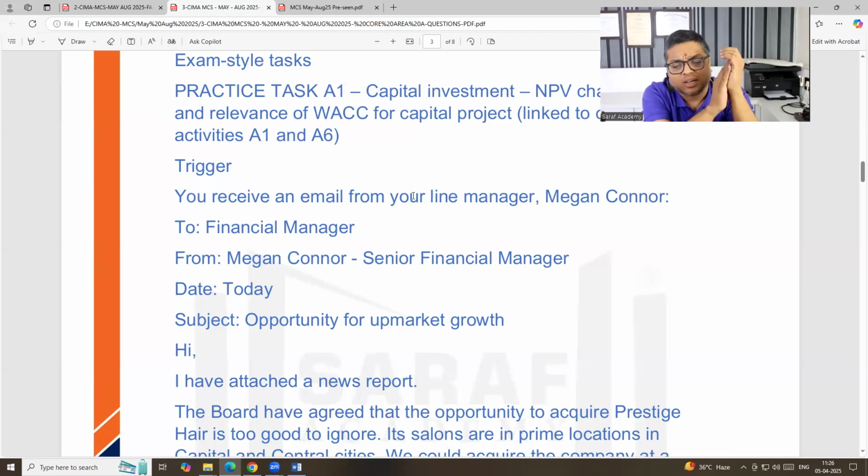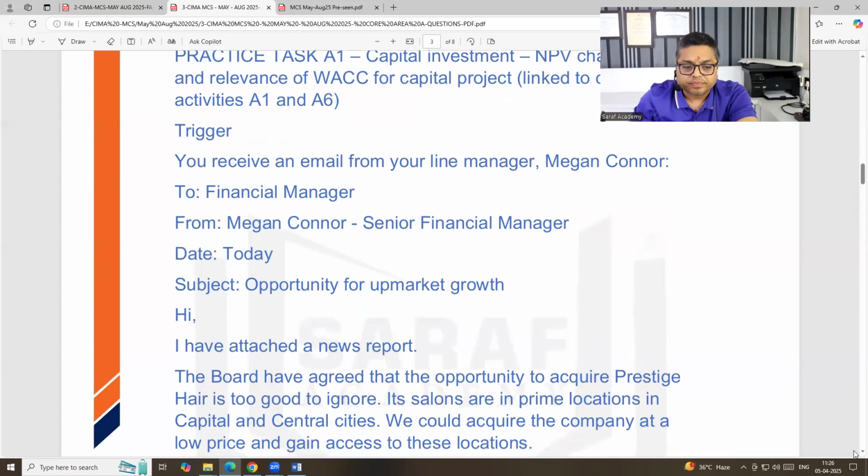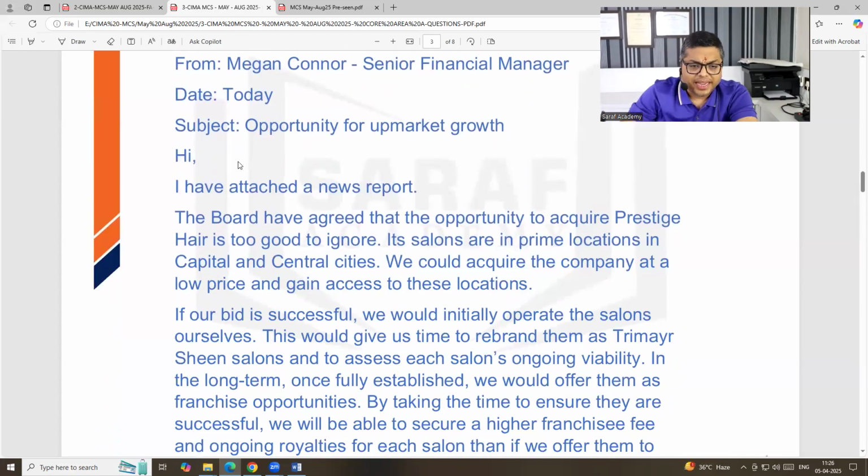Opportunity for upmarket growth. Upmarket means for celebrities and all that. High prices, premium price, better service. The mail given by the senior manager relates to the upmarket growth salon. I have attached a news report. The board have agreed that the opportunity to acquire Prestige here is too good to ignore.